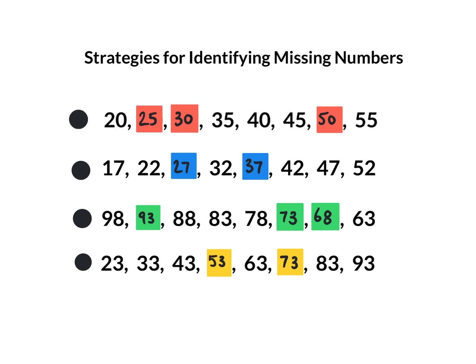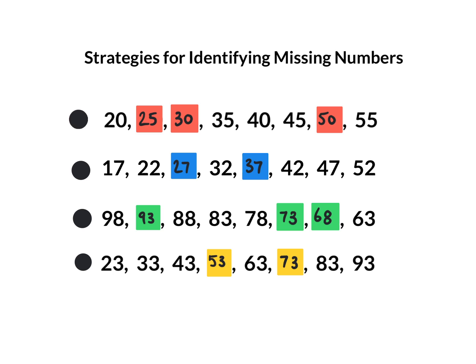And here are our answers or our results. So we can see that the missing numbers in the red sequence are 25, 30, and 50, which means that they're counting by 5s. An increasing number pattern that counts by 5s. In our blue number sequence, we can see an increasing number sequence that is counting by 5s again. 7, 2, 7, 2, 7, 2, 7, 2.